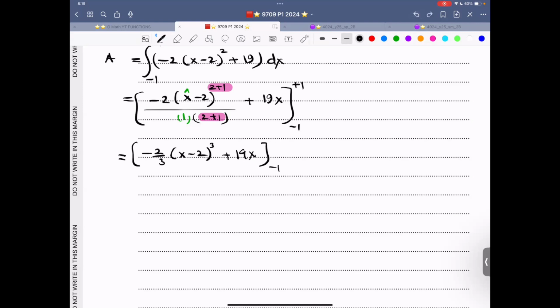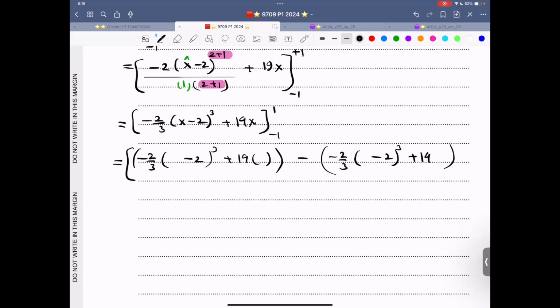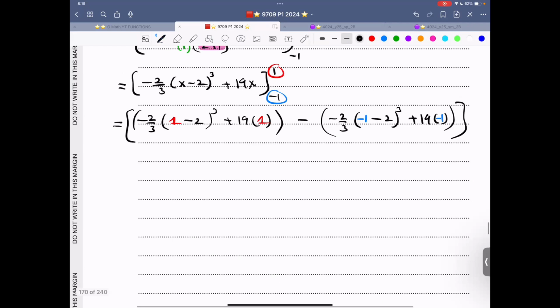So I can just write a 1 over here. Then a big bracket, -2/3, and then something minus 2 whole cube plus 19 into something, close this bracket. And then -2/3, something minus 2 whole cube plus 19 into something. Close the bracket. First of all, plug this one. So 1 goes over here, 1 goes over here. Then plug this -1. -1 goes over here, -1 goes over here. So now let's hope for the best.